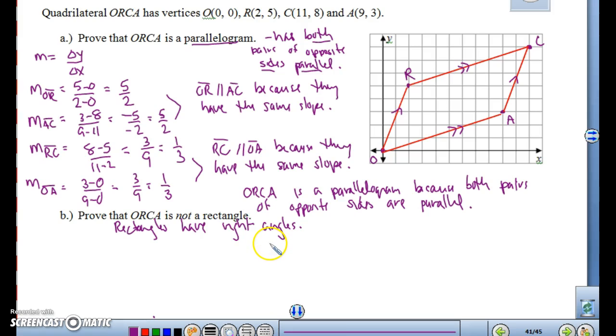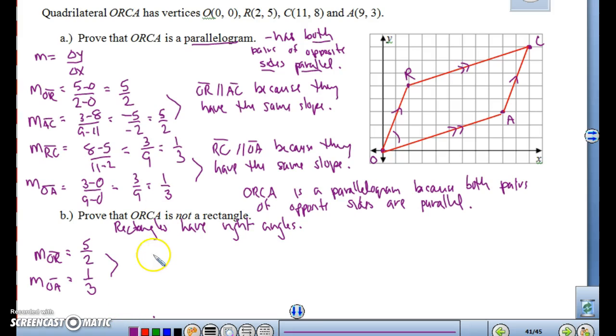Now, how do we prove lines are perpendicular? Our segments are perpendicular if they have opposite reciprocal slopes. Well, we already did the slopes up here, didn't we? All right, let's pick an angle. Let's say we're looking at angle O. Here's angle O right here. What two segments make up angle O? Well, it's OR and OA. So, copying the slopes from up here, the slope of OR that we already did was 5 over 2. And the slope of OA, this one right here, is 1/3.